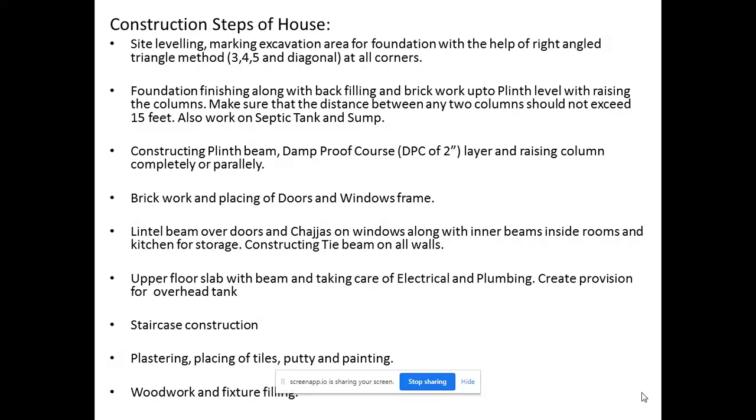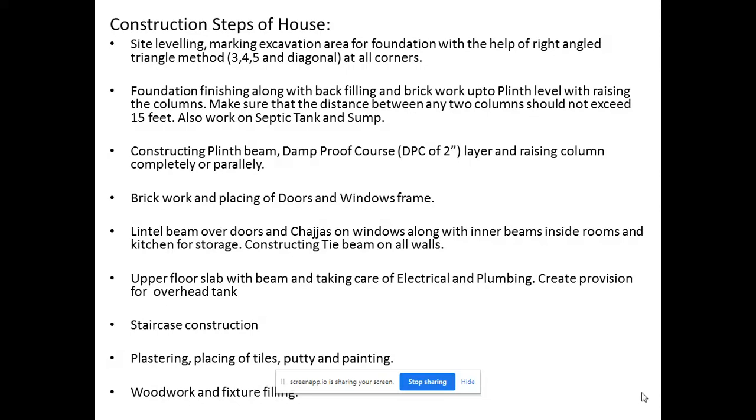The next step is constructing the plinth beam and applying the damp proof coat layer, and raising the columns completely or in parallel, followed by the brickwork and placing of door and window frames, after which the lintel beam over doors, shutters and windows, along with corner beams inside rooms and kitchens for storage, can be provided, after which plastering and planning of all rooms is essential.